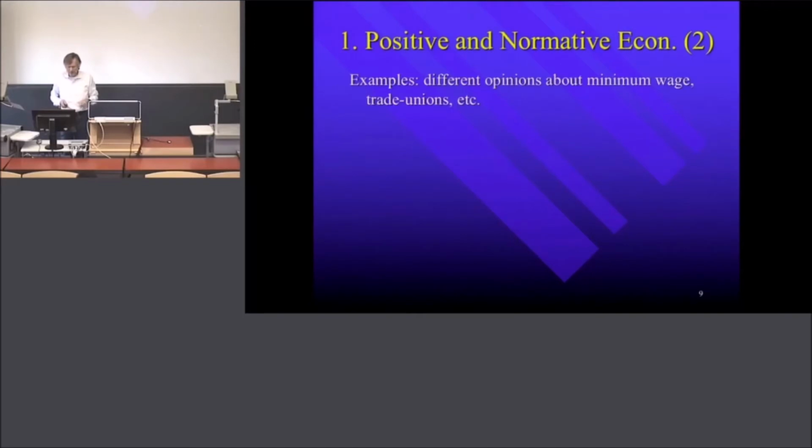I give you the examples from Friedman. He says, different opinions about minimum wage, trade unions, etc. So when people support or oppose minimum wage, what Friedman says is it's less their differences in norms and values. That's not the case. It's the question, what is the effect of minimum wage, especially concerning jobs, right? And the difference between most people when they argue about minimum wage is not because they have different values.